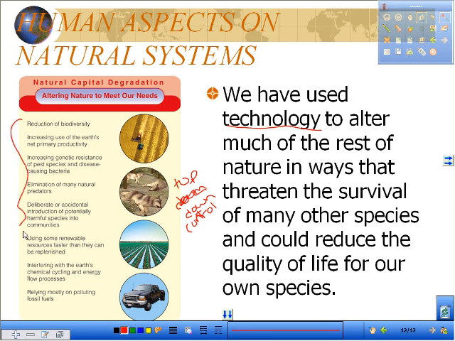So all of these things are stuff that we're going to be talking about through the rest of the year in different units. What I wanted to show you is the fact that this technology, our increased technology, has led to those changes that we'll look at later.